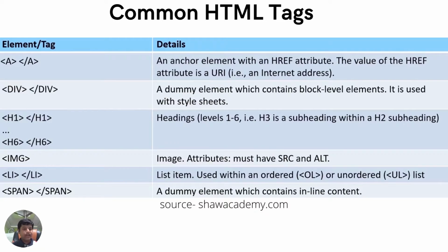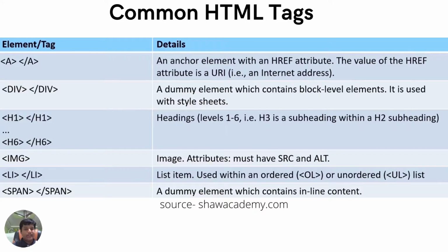Okay. img, image tag, it must have src and alt. Src is the source, that is from where you are getting the image, whether it is on your desktop or a user or local disk, anywhere. And alt, just in case your image doesn't load, then you use this alternate tag, the alternate text that you are going to show in place of the image if it doesn't load due to connectivity issues.